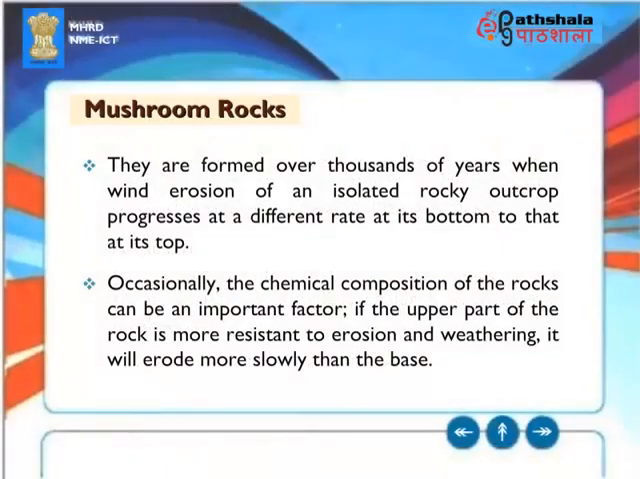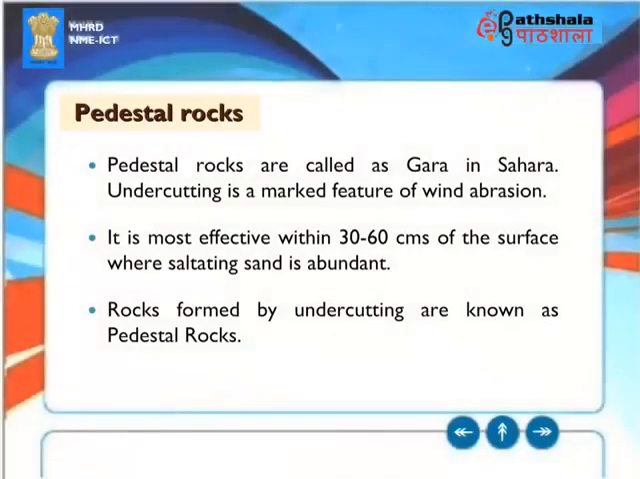They are formed over thousands of years when wind erosion of an isolated rocky outcrop progresses at a different rate at its bottom to that at its top. Occasionally, the chemical composition of the rocks can be an important factor. If the upper part of the rock is more resistant to erosion and weathering, it will erode more slowly than the base. Pedestal rocks are called Gara in the Sahara.